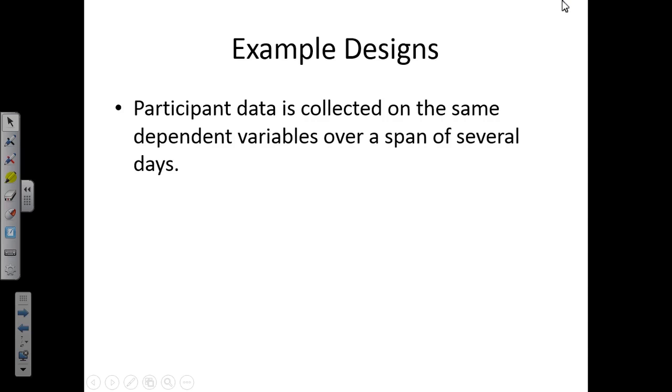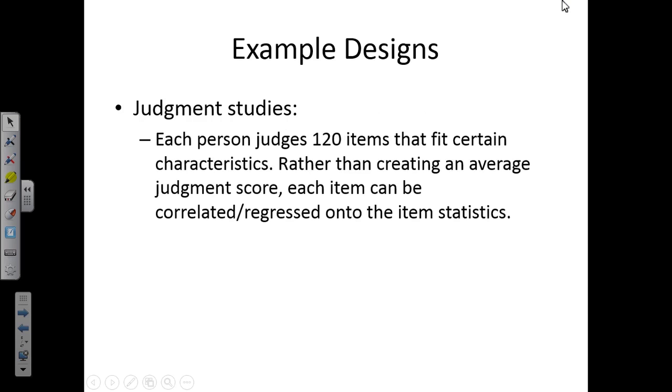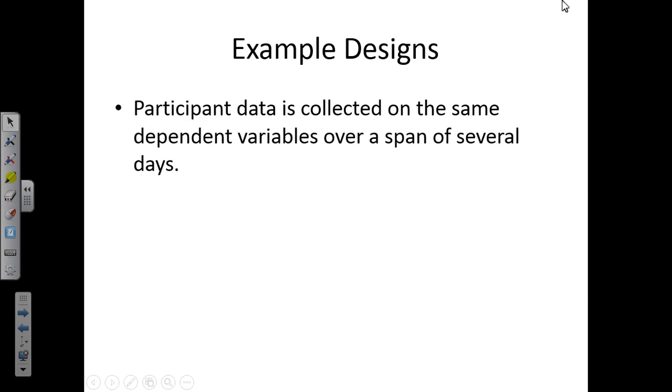So the other type of design that you might have is where participant data is collected on the same DV multiple times. So in my example, it's different versions of the DV. It's all still judgments, but it's different items. And in their lab example, it's the same DV over multiple times. And that's traditionally repeated measures. But if you're going to have 25 time points, most repeated measures designs are not down for that. So how can I analyze that in a better way?